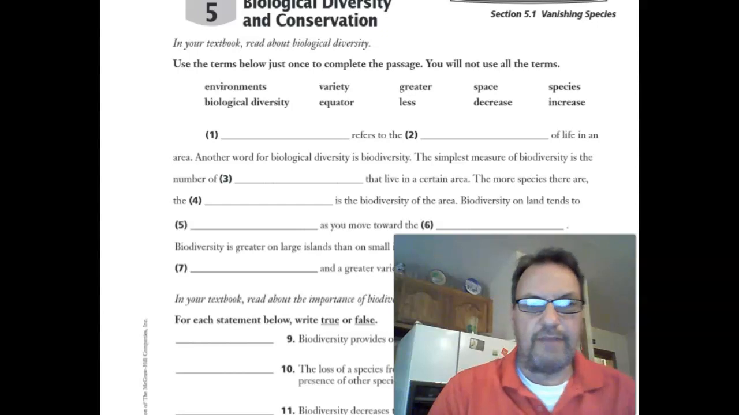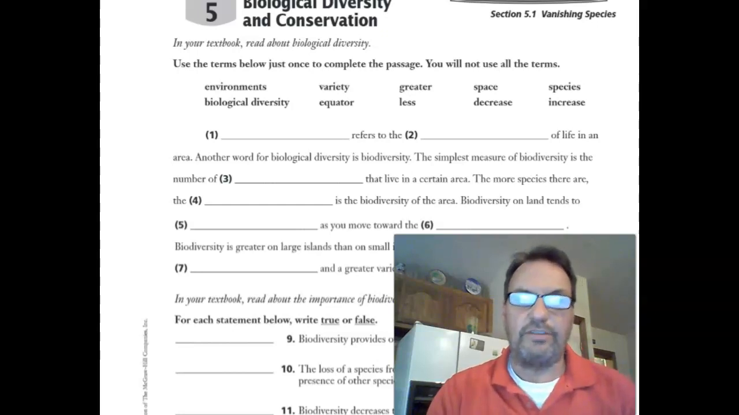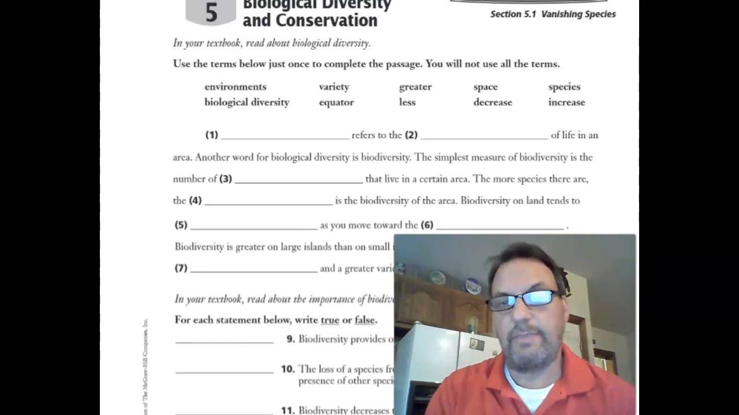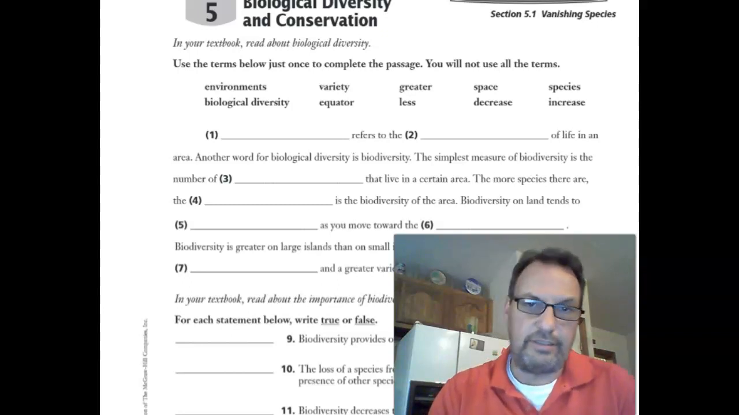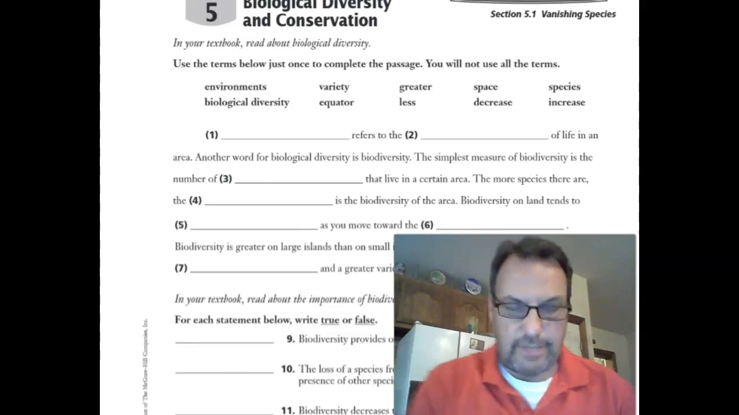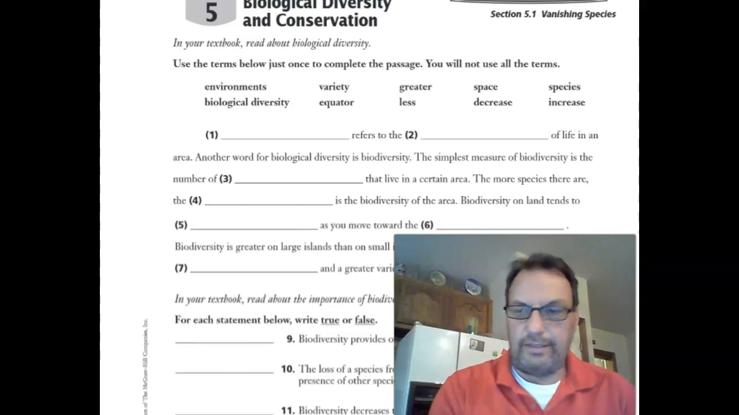If we start at the top, we notice that there are 10 terms: environments, biological diversity, variety, equator, greater, less, space, decrease, species, and increase. There's 10 words, but there's only 8 blanks. So there's going to be 2 words that we do not use. That's just a test taking tip. All right, let's start with the first.